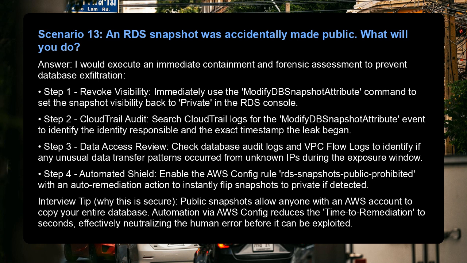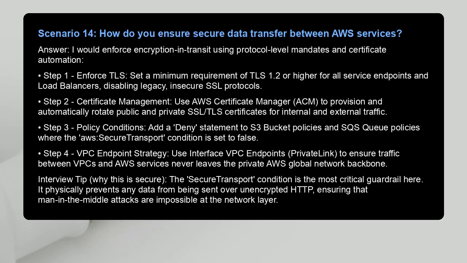Public snapshots allow anyone with an AWS account to copy your entire database. Automation via AWS Config reduces the time to remediation to seconds, effectively neutralizing the human error before it can be exploited. Scenario 14. How do you ensure secure data transfer between AWS services? Answer: I would enforce encryption in transit using protocol-level mandates and certificate automation. Step 1. Enforce TLS. Set a minimum requirement of TLS 1.2 or higher for all service endpoints and load balancers, disabling legacy, insecure SSL protocols.